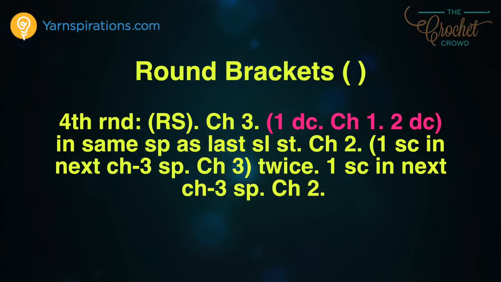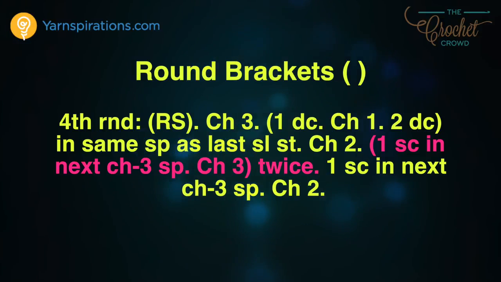So further on in the instructions, you'll see it again: 1 single crochet in the next chain 3 space, chain 3 twice. The word twice is after the last bracket, and that means that you will have to do that set of instruction inside the bracket twice. Don't mistake that for doing that pattern once and then repeating it 2 more times. It's just doing that set of instruction inside the bracket twice only.